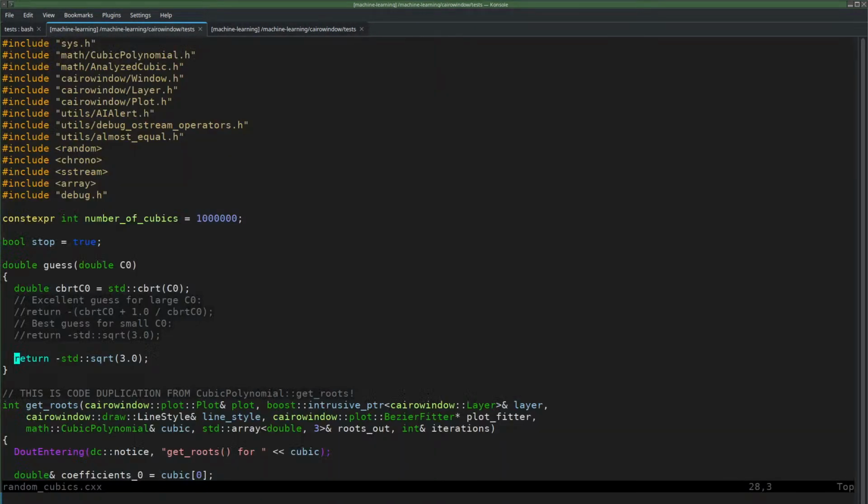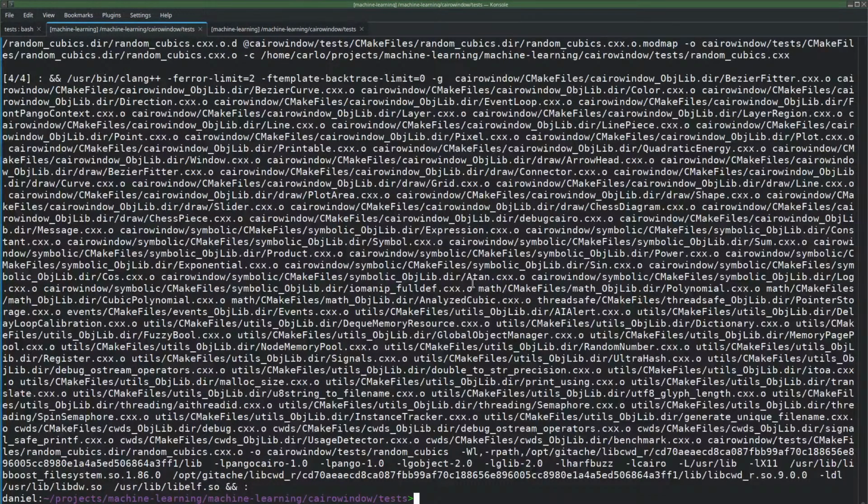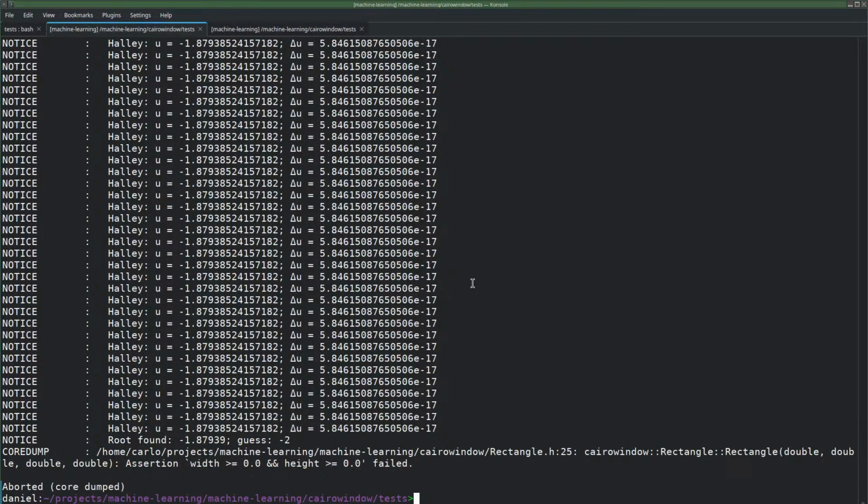That's one more thing I can show actually. So the guess here was minus square root of 3. Let's replace that by minus the cube root of C0 plus 1 divided by the cube root of C0, which is very, very good. Well, equally good actually for infinite large values.